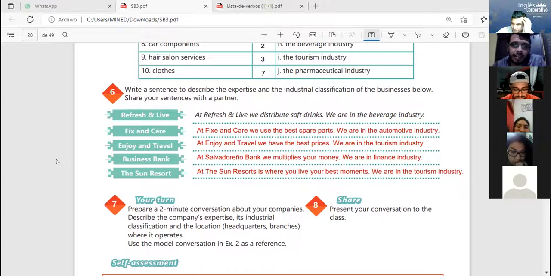At Fix and Care, we use the best spare parts. We are in the automotive industry. At Enjoy and Travel, we have the best prices. We are in tourism industry. At Salvadoreño Bank, we multiply your money. We are in finance industry. Finance industry, excellent. At the Sun Resorts is where you live your best moments. We are in the tourism industry.